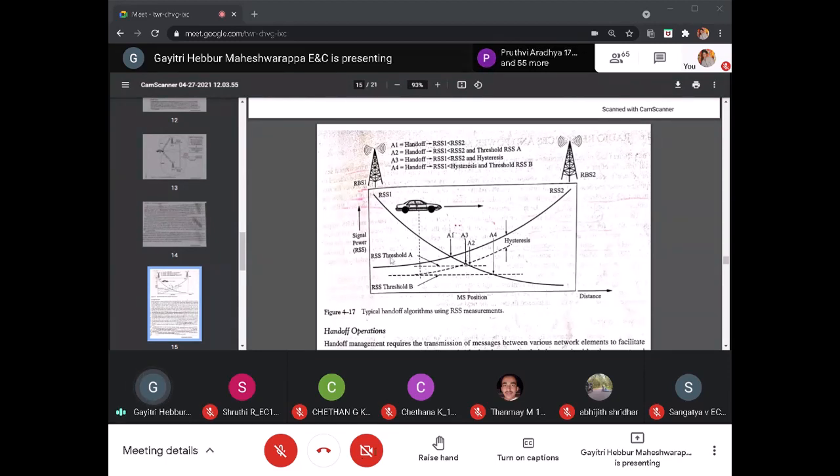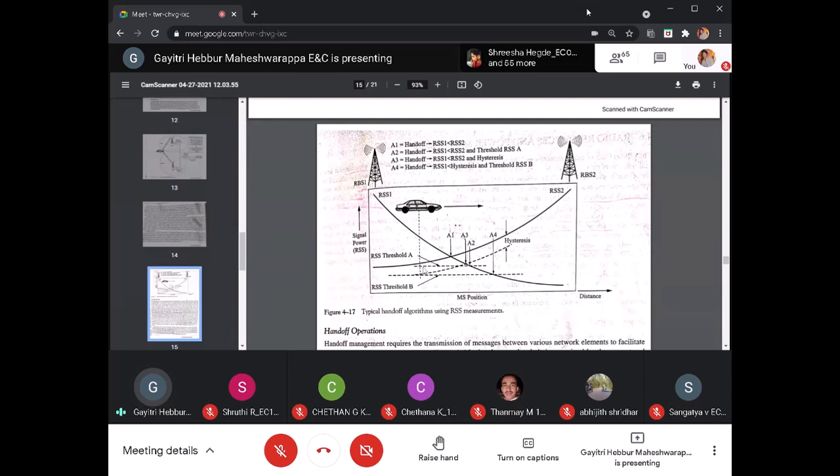This is threshold A, and this is threshold B. Some received signal strength power will be decided for the received signal strength of RSS-A or RSS1. This is the received signal strength of RSS-B. If it is below the threshold value, it is under RSS1. If it has moved beyond that, it is towards RSS2. This is the MS position.